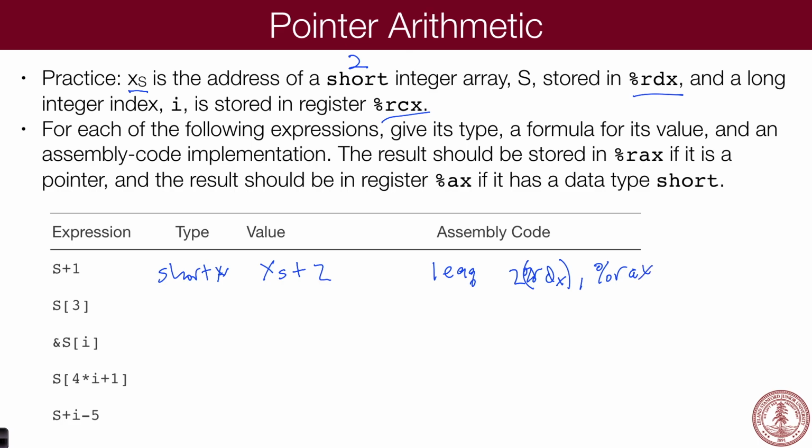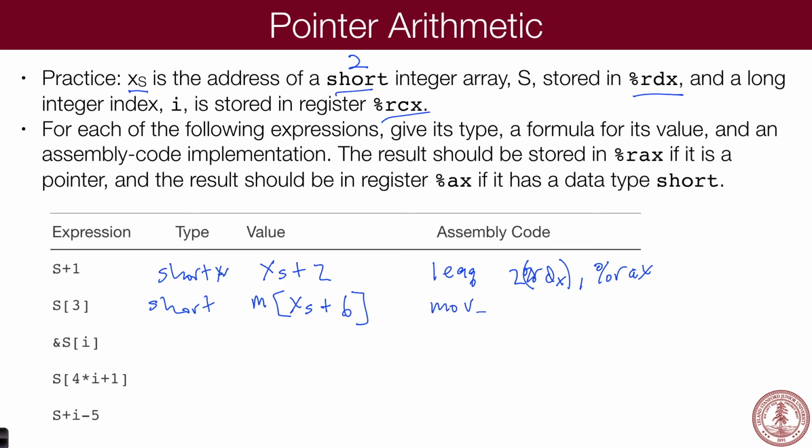What's the type of this one going to be? Just a short, right? And then the value, we're going to have this in memory here. We're going to get the value at what location? It's going to be xs plus something. 6 in this case because we're scaling them by 2. Remember, we're scaling shorts by 2. Okay, this one's going to be a move.